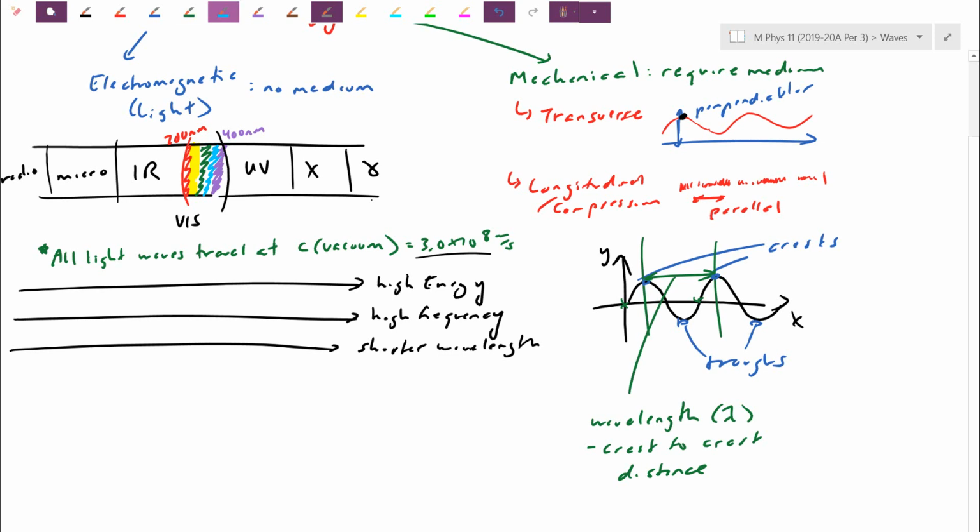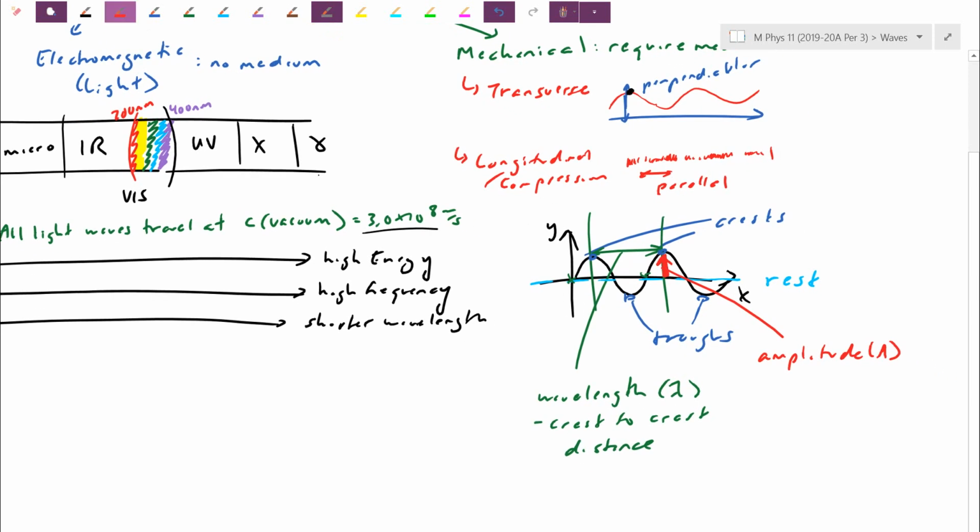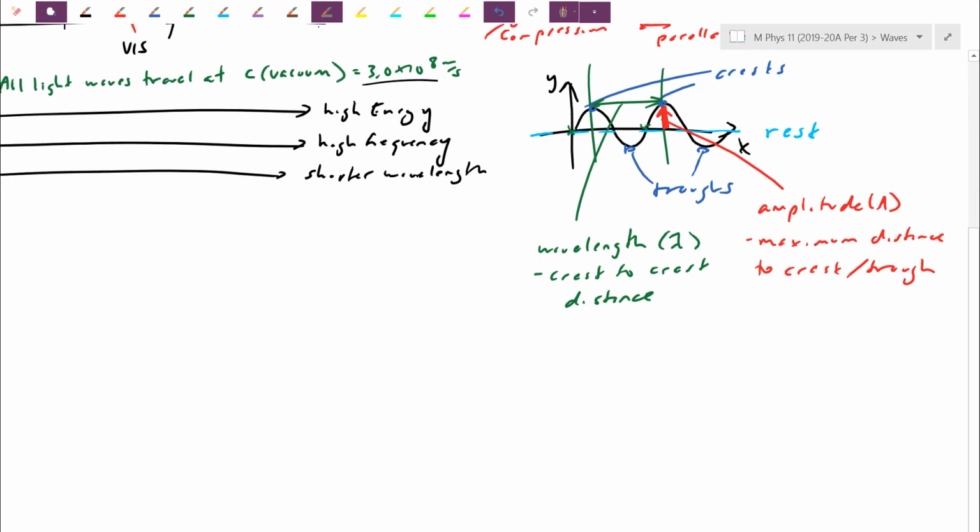We have when there was no wave, which you can call the rest line or the equilibrium line. We can also measure the amplitude. Amplitude is always a positive number. Amplitude measures the maximum distance from the rest to the crest or from the rest to the trough. So this is called amplitude. We can use capital A for that. So that was just taking a nice picture of the water wave.